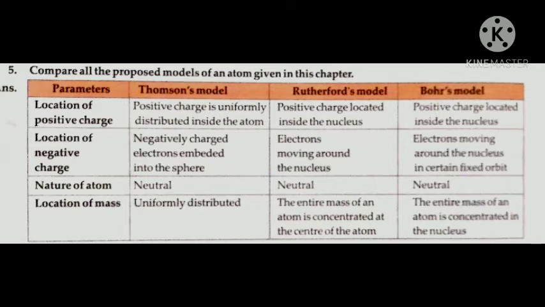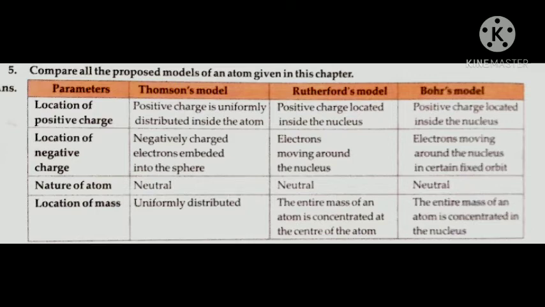Location of negative charge. In Thomson's model, negatively charged electrons embedded into the sphere. In Rutherford's model, electrons moving around the nucleus. In Bohr's model, electrons moving around the nucleus in certain fixed orbits. Nature of the atom: neutral, neutral, neutral.